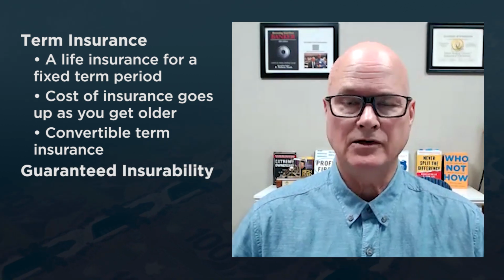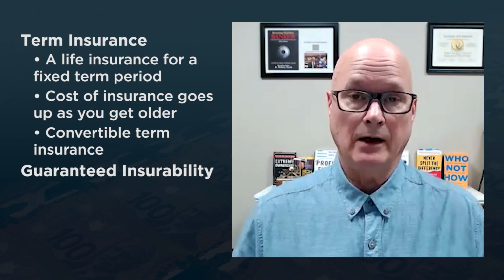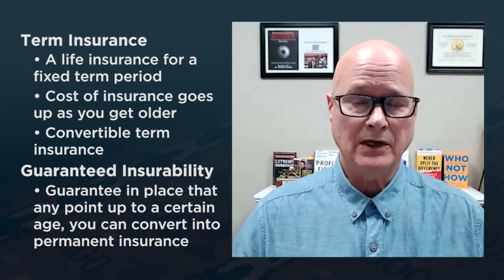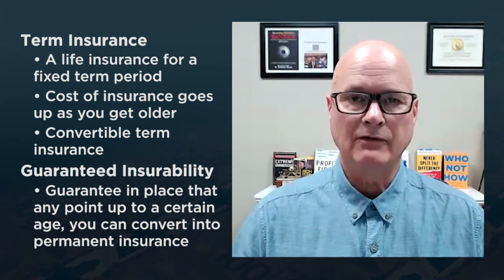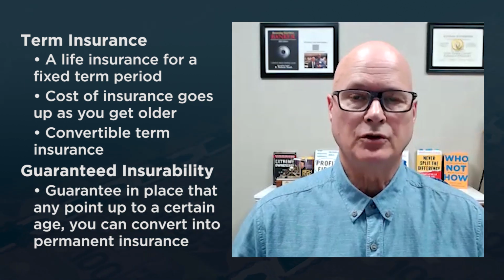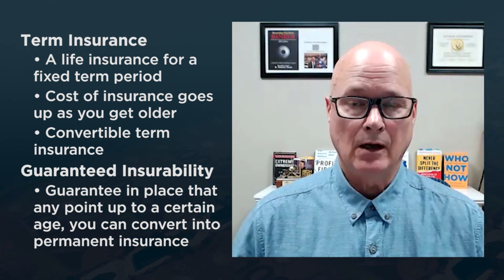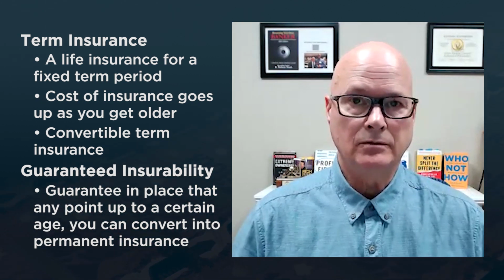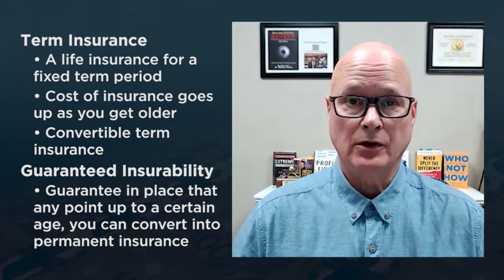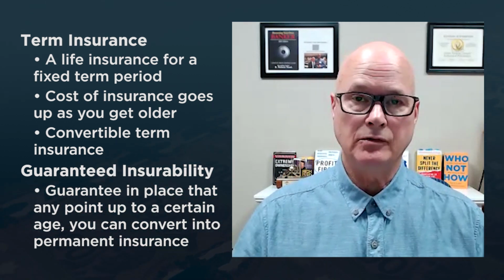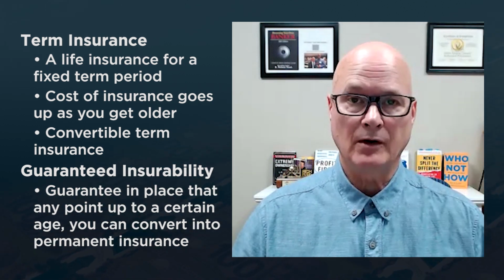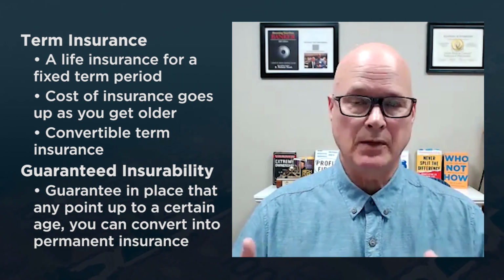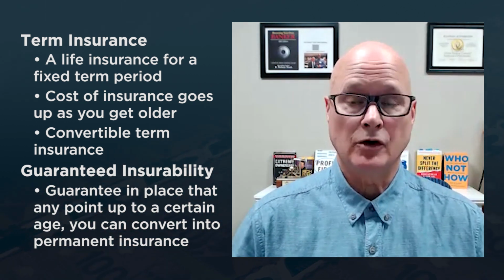What do I mean by guaranteed insurability? Well, you have a guarantee in place that at any point up to a certain age, and for most life companies it's 71, you can convert that to a permanent product. After that, they don't allow you to convert it. Now, if you happen to get sick at some point where your health wouldn't allow you to purchase permanent insurance, having this in place allows you to put that insurance on in a permanent manner without having to prove insurability. It's just a huge benefit that you can get from the right term insurance.